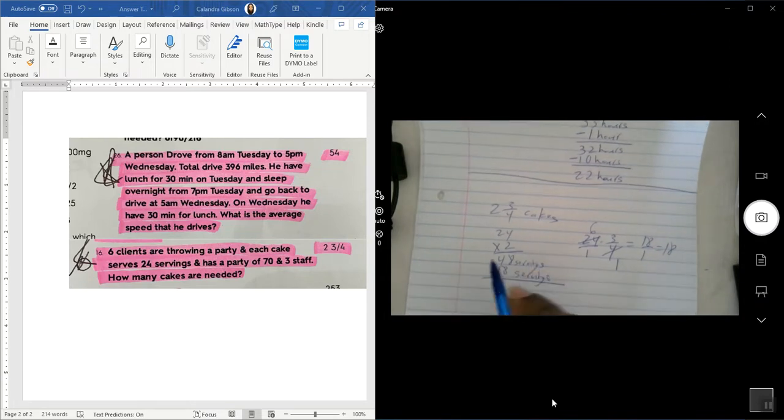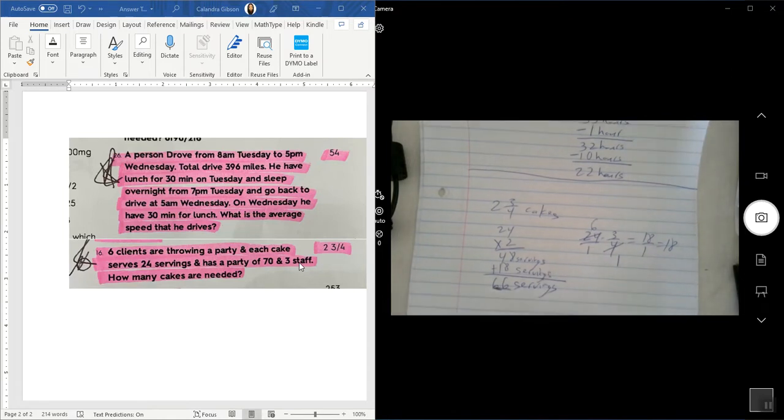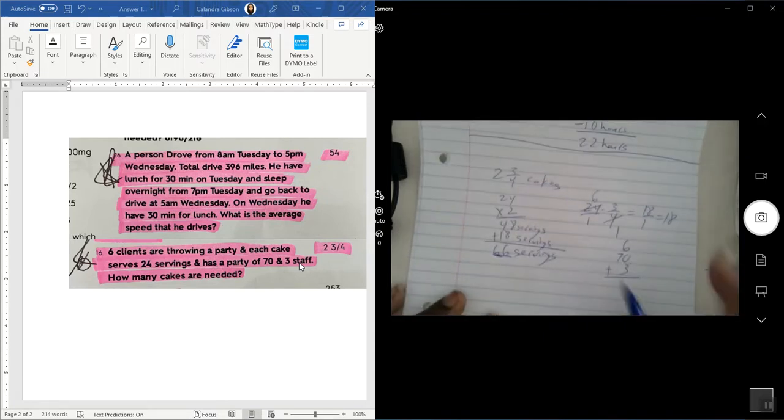So what this is saying, according to the answer that's provided here, is that it's only supposed to be 66 servings. Now, if you look at the numbers that are given to us, we got the 6 clients, 70 people at the party, and then also an additional 3 staff. Now, we have to figure out a way to get to 66. So, if we add all of the numbers together, the 6 clients, the 70 people at the party, and the 3 staff, that gives us 79.